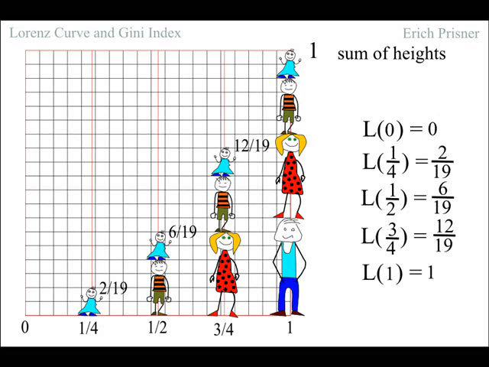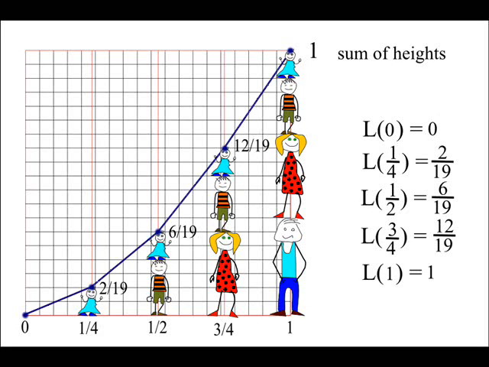To get the Lorenz curve or Lorenz function from these few values in the table, we draw these 5 points in the unit square coordinate system and connect them by straight lines. So this blue curve here is called the Lorenz curve.